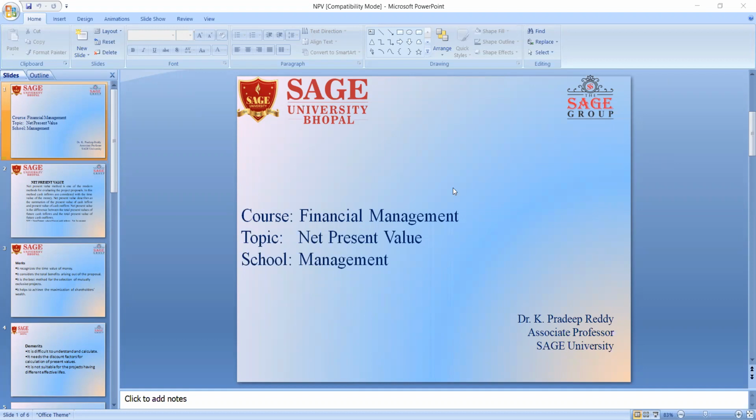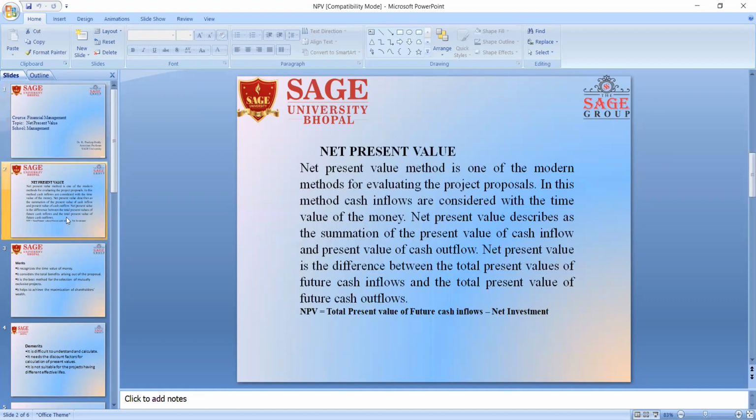I would like to bring you the net present value technique, which is one of the best techniques of discounted cash flow techniques in capital budgeting. So, let us look into it. What is the net present value technique? The net present value method is one of the modern methods for evaluating project proposals.